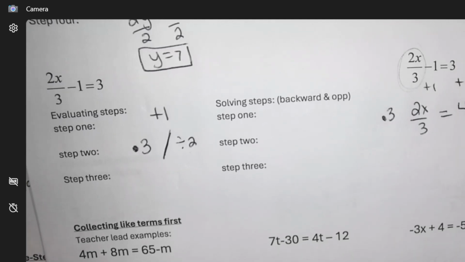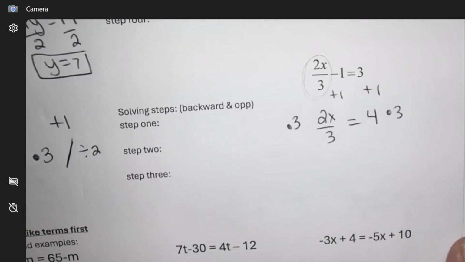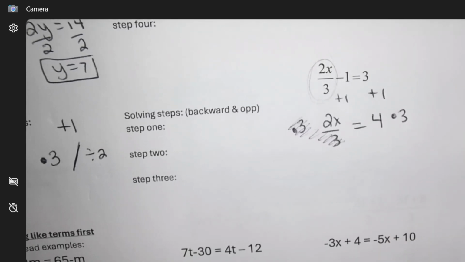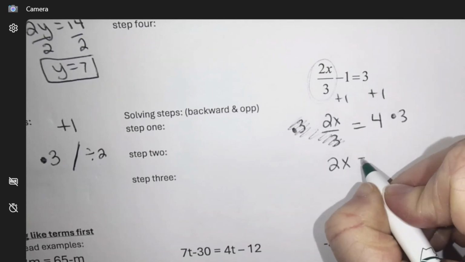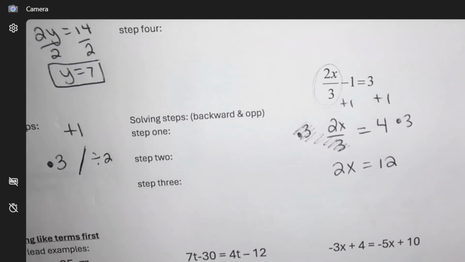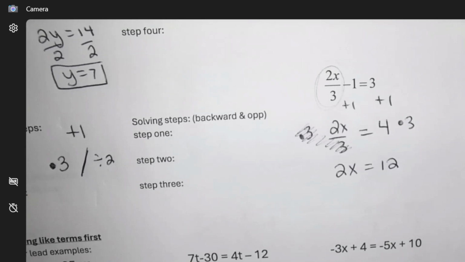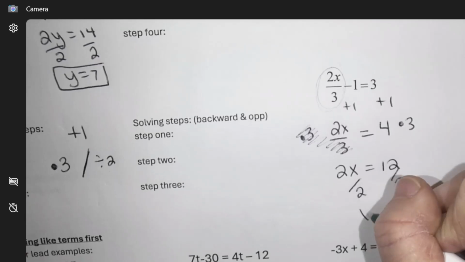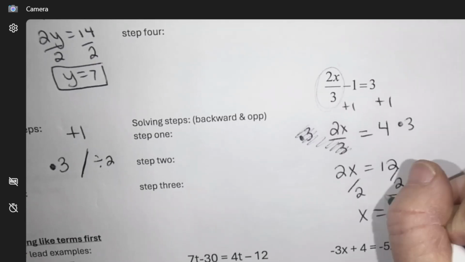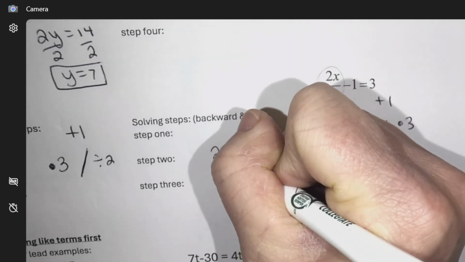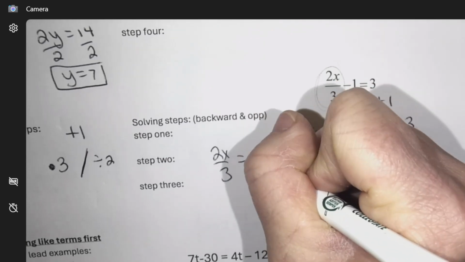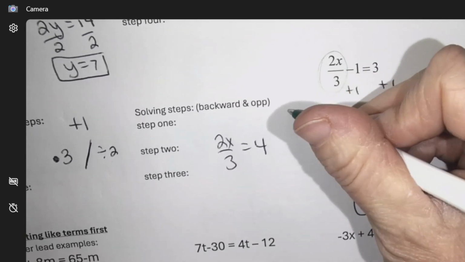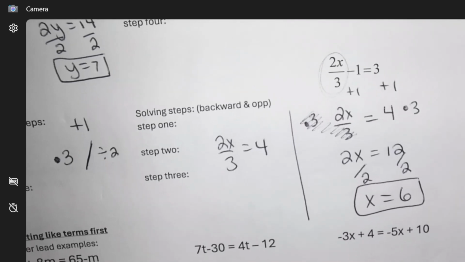I'm going to pick this one. So I'm going to times by 3. So 2x equals 12. Then I'm going to divide by 2. Okay? Did anybody go the other way?